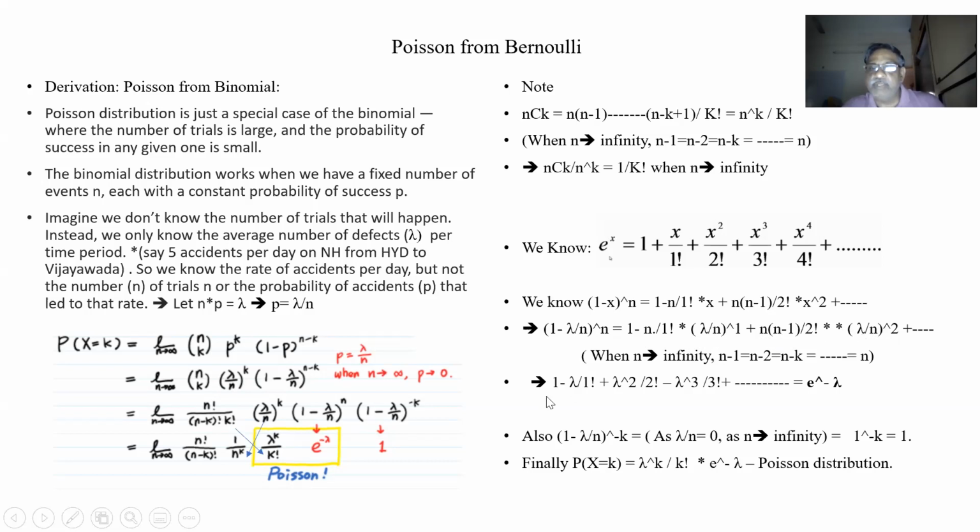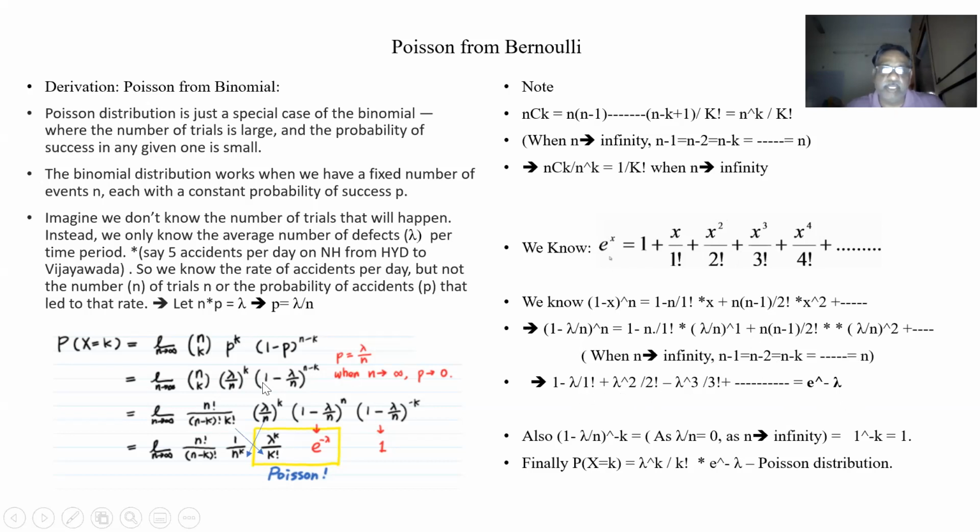So what is this becoming? 1 minus lambda by 1 factorial plus lambda squared by 2 factorial minus lambda cubed by 3 factorial, like that. This is nothing but e to the power of minus x. It is e to the power of minus lambda. You understood? If I put it to the power of minus x, what happens? Every alternate term is minus. This will be minus, this will be plus, because whole square is plus, whole cubed is minus. So this is coming as e to the power of minus lambda.